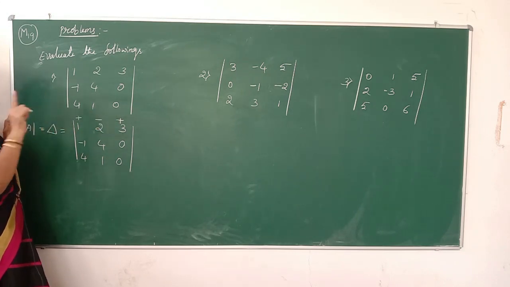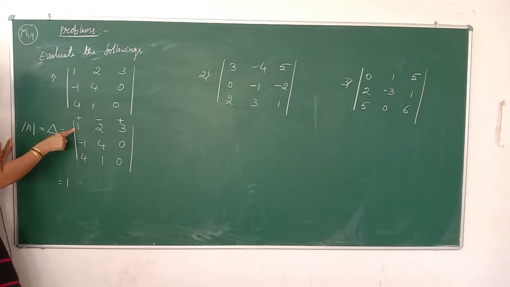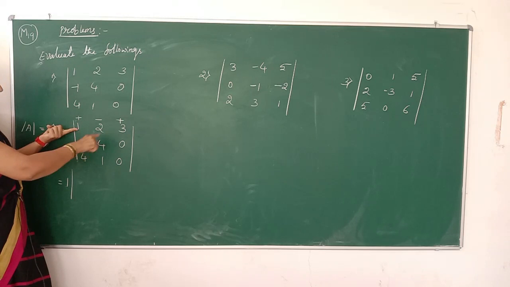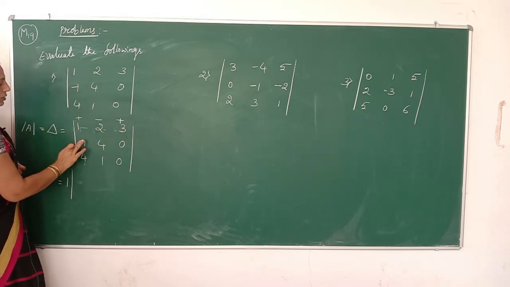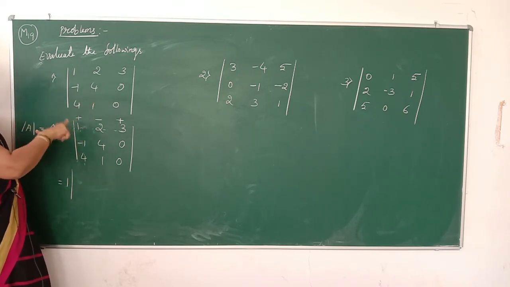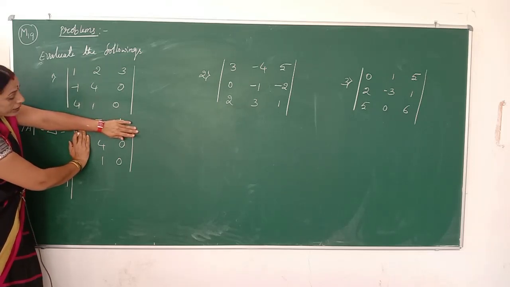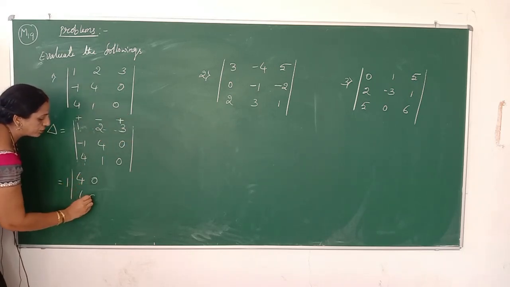I am now expanding along the first row. So in the first row, the first element is 1, and plus into 1 is nothing but 1. 1 is an element of the first row and first column, so these elements get neglected. Denote them with dots so there is no confusion. The remaining elements 4, 0, 1, 0 can be written in the form of a 2x2 determinant.